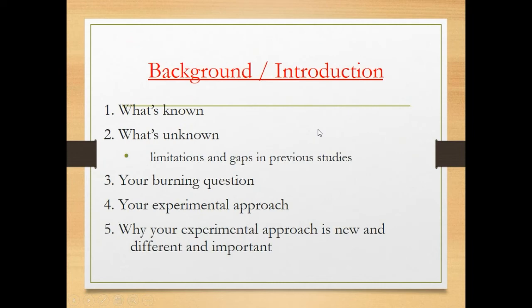So simply put, we have what's known, what is unknown, then you identify limits and the gaps. And that is what we refer to as the critical literature review. You can only do that when you read. Then after you have read, then you raise a burning question.